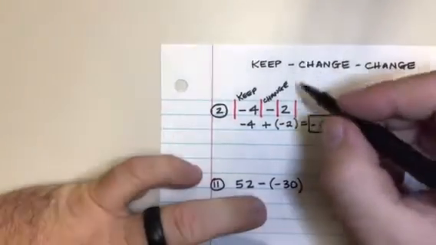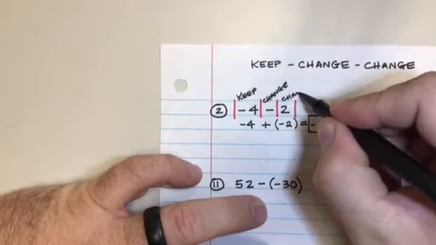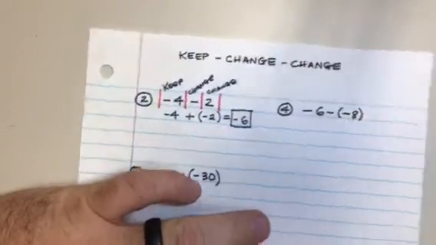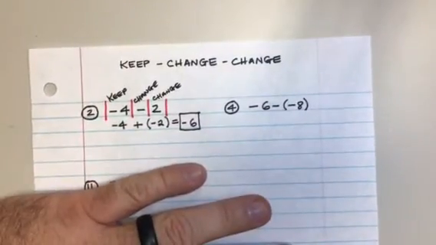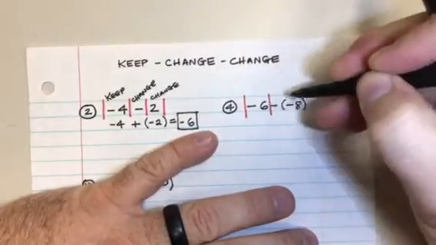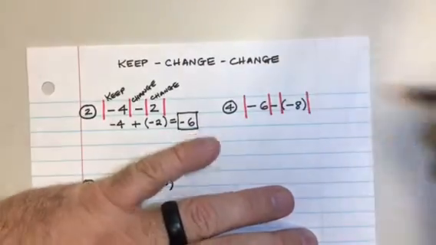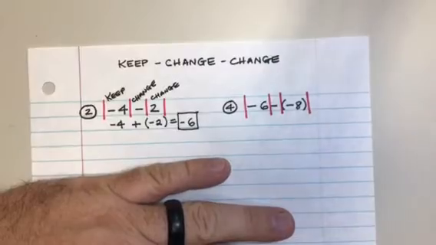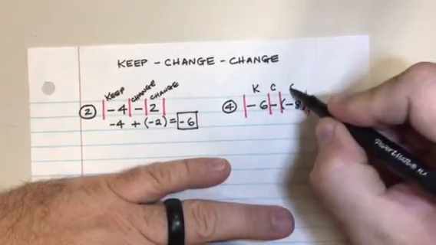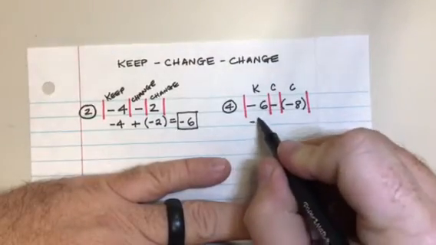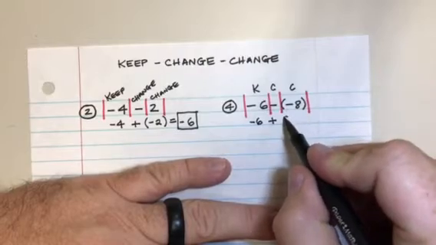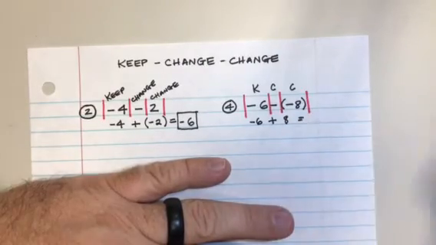There's our keep, change, change method, and I forgot to write change for our last part there. Okay, so another simple one that we can do. We're going to keep this part, change that part, and change that part. So maybe we want to abbreviate this a little bit. Keep, change, change. So we'll keep our -6, change subtraction to addition, change -8 to +8, and follow our rules for addition.